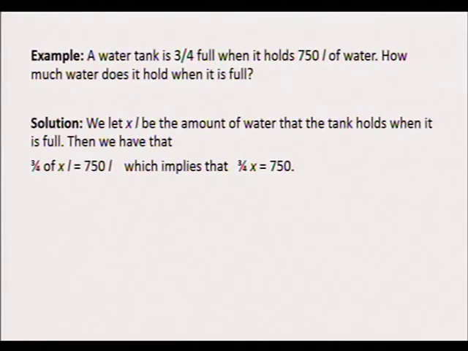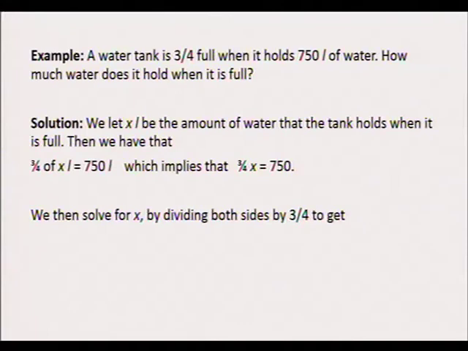And if we do that, what we get is 750 divided by 3/4, and we are getting 1,000 liters, which means when the tank is full, its volume, or the amount of water that it holds, is 1,000 liters. So remember, the 3/4 is not 3/4 of 750, but it's 3/4 of the amount of water when the tank is full, the full volume of the tank.